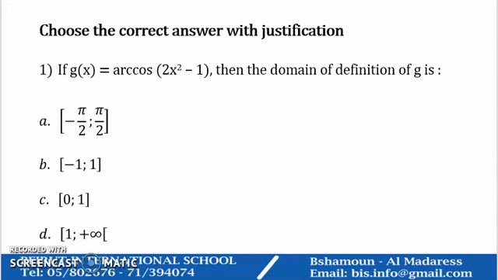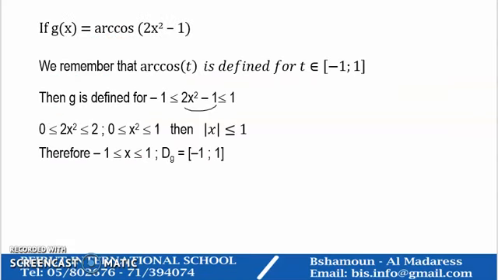The first question here is about finding the domain of definition of the function g of x equals arccosine of 2x squared minus 1. First of all, you start by yourself. We have here 4 possible answers. You should solve it by yourselves, but I'm going to give you the answer now. You can pause the video, solve it, then check your answers.